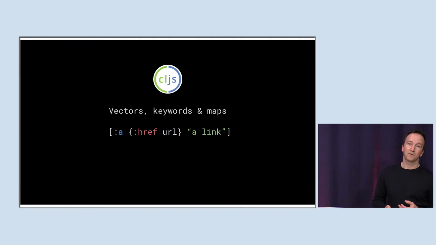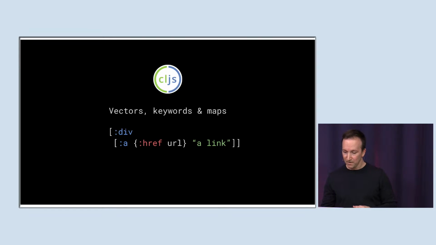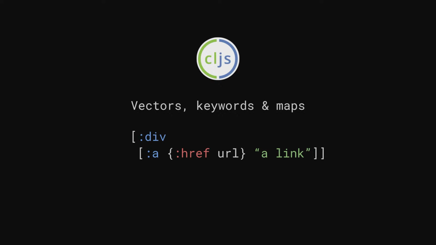So here's another example. Here's a link, or an anchor tag. Links often need a URL or additional attributes, and attributes are defined using Clojure maps. So we have a keyword defining what the attribute name is, and the value is the value of the attribute. I can have one or more attributes appended to my element. If I would like to put this link within a div tag, this is how I could do it. I nest the vectors, or nest the arrays.